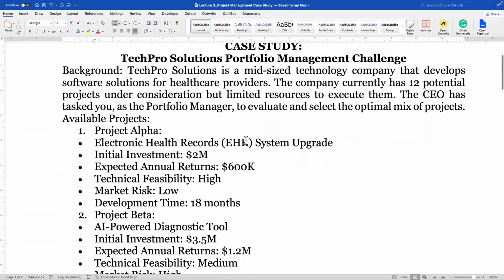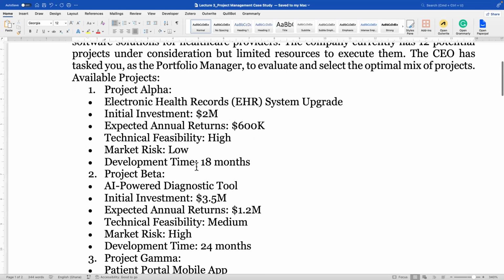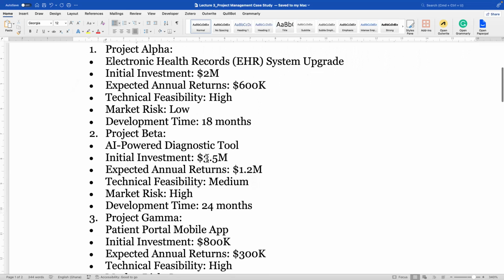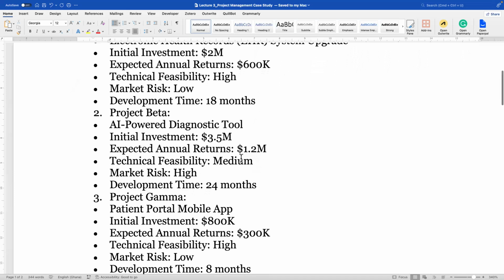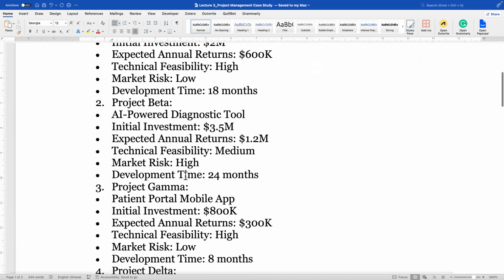So, these are the available projects. Project Alpha is going to consider an electronic health record system upgrade. Initial investment, $2 million. Expected annual return, $600,000. Technical feasibility, high. Market risk, low. Development time, 18 months. Then we have Project Beta, an AI-powered diagnostic tool. Initial investment, 3.5 million. Expected annual return, 1.2 million. Technical feasibility, mid. Market risk, high.